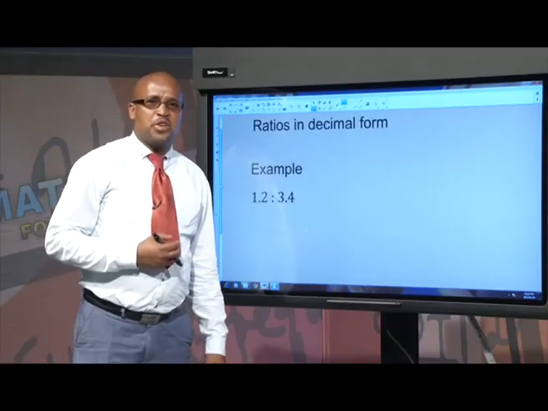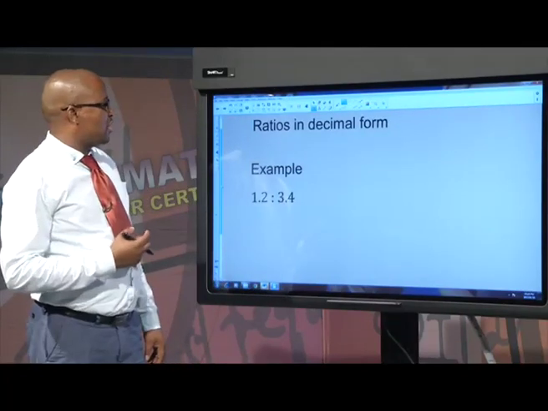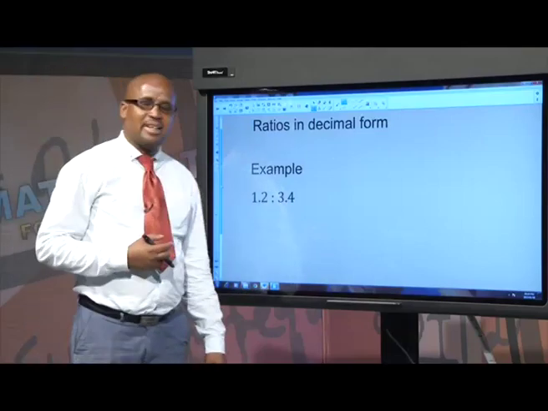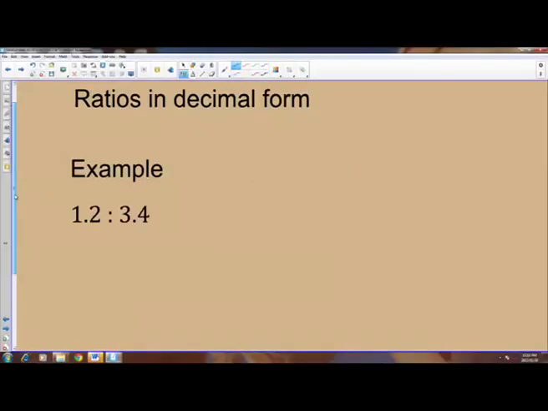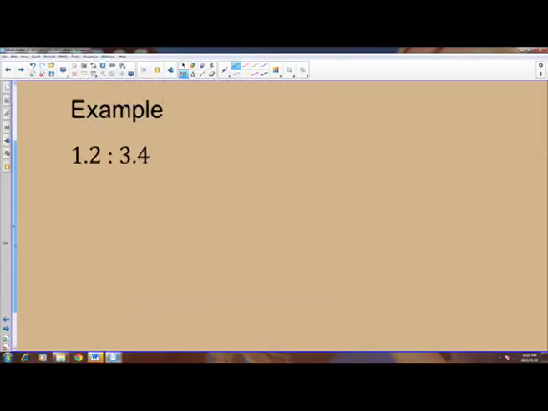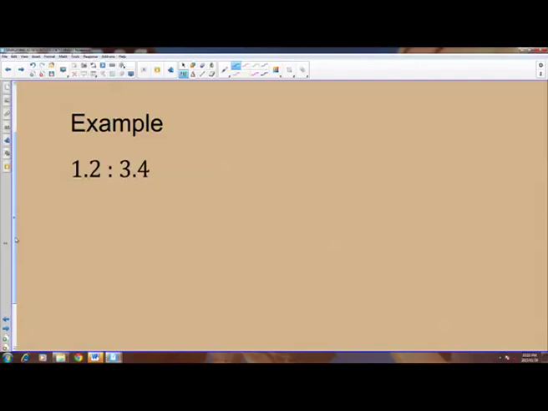Thank you, Tifo. You are saying we should now deal with situations where ratios are given in decimal form. The example here involves ratios given in decimal form. Let us simplify them. By the end of this lesson, we should have understood how to deal with ratios involving decimals. This is the example: 1.2 is to 3.4. These are given as decimals. We now have to simplify this to ratios.